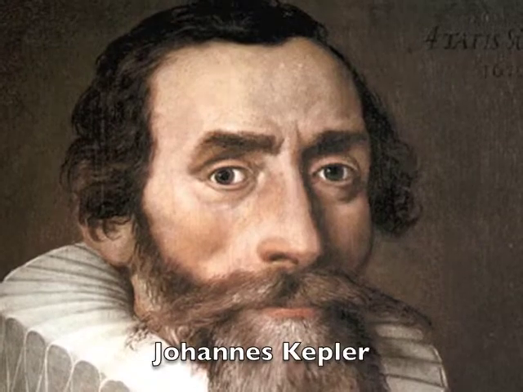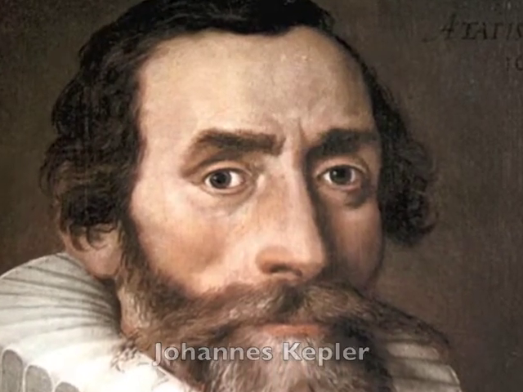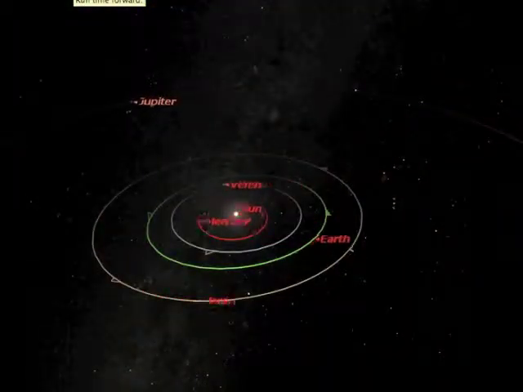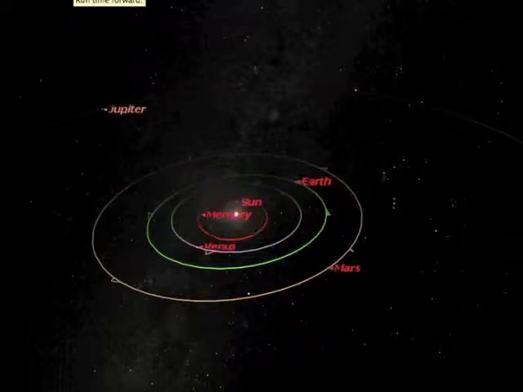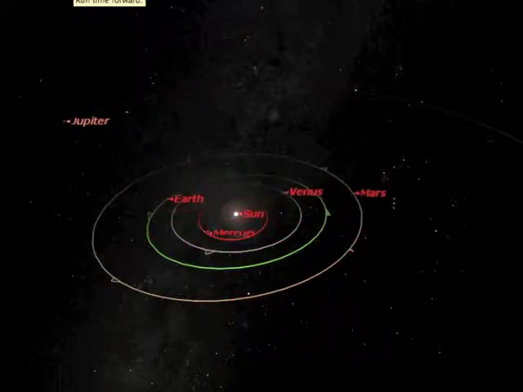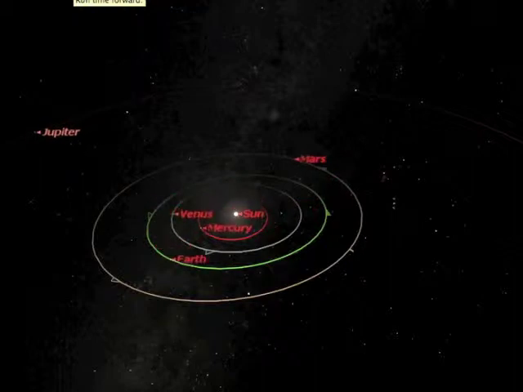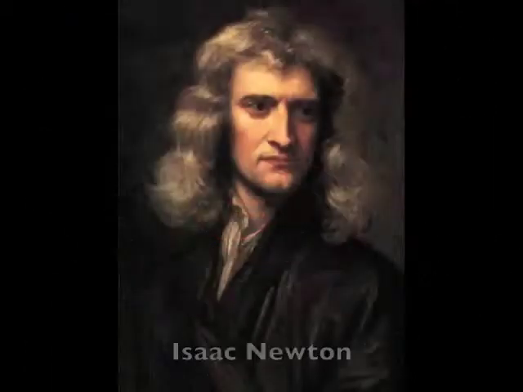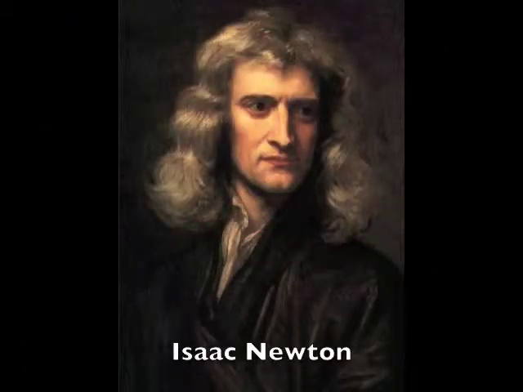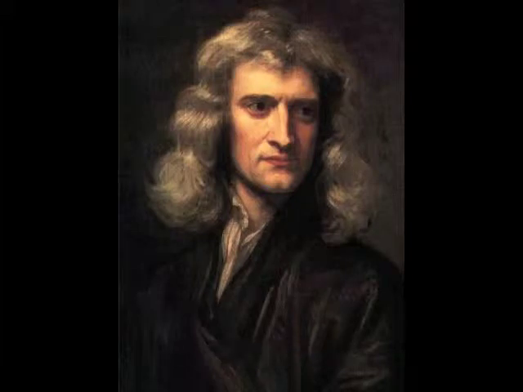Johannes Kepler analyzed Tycho's data. He graphed it and he figured out what was going on with the planets. He figured out the relationships between their distance from the sun and how fast they move. Sir Isaac Newton explained the data. He came up with a plausible explanation that we call Newton's law of gravity.